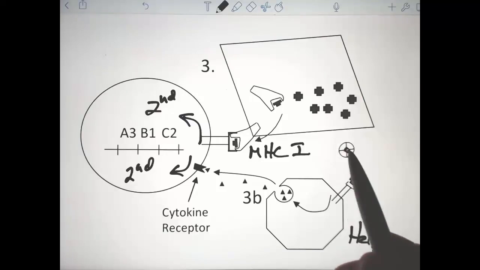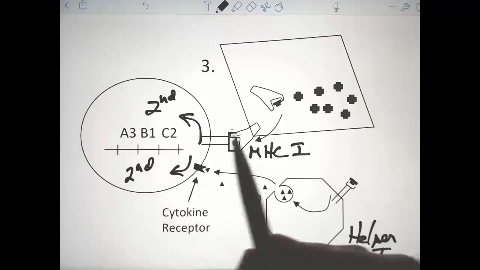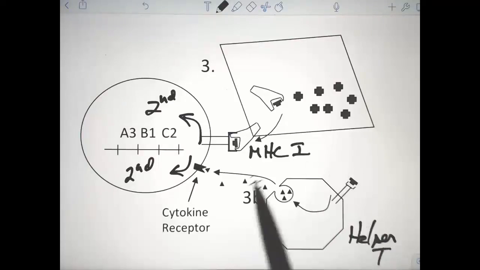You might wonder why we need two events. This reduces the chance of false alarms. The killer T has to detect its target, and a helper T also has to detect the target. The risk of false alarms is worse than slowing down the process.